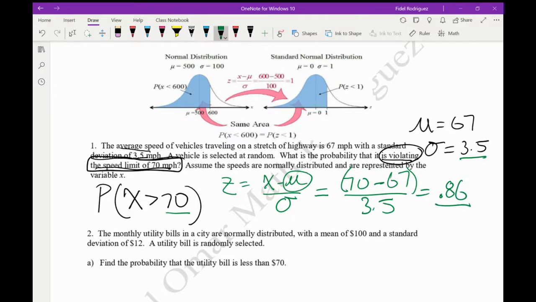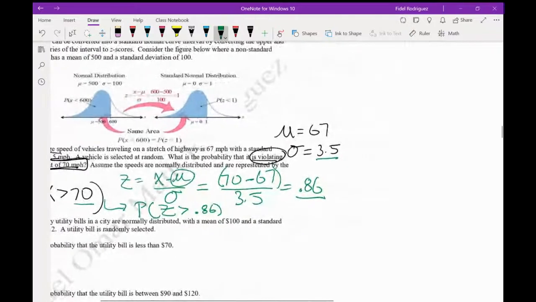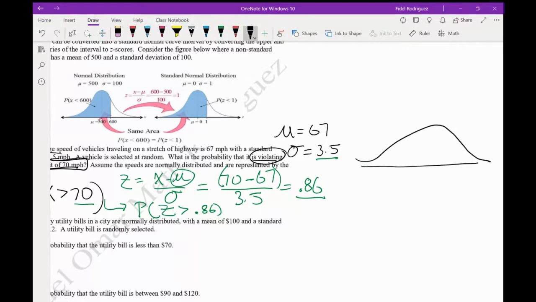So for the z values, guys, the z values are always going to be 2 decimal places. Okay, the probabilities will be 4, but the z-values itself will be 2 decimal places. So what we're going to say is, the probability that x is greater than 70 is saying the same thing as the probability of z being greater than 0.86. So I'm going to draw a picture, because I think a picture helps out a whole lot. Okay?